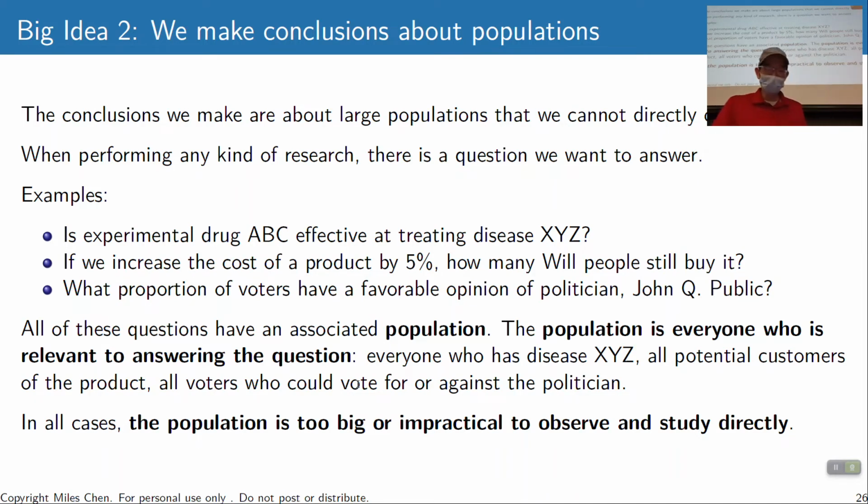Another big idea that we mentioned is, we're going to make conclusions about populations, right? We make conclusions about large populations that we can't observe directly. That's the word underneath the video here, that we cannot directly observe. When we perform any kind of research, there's often some kind of question that we want to answer.